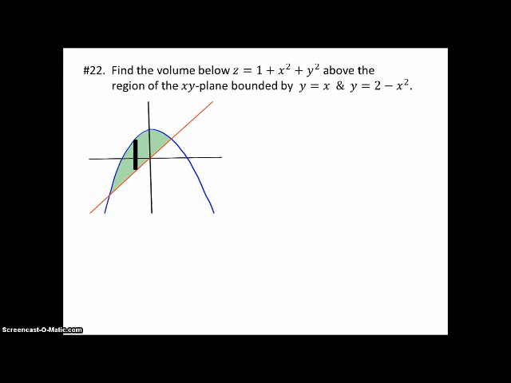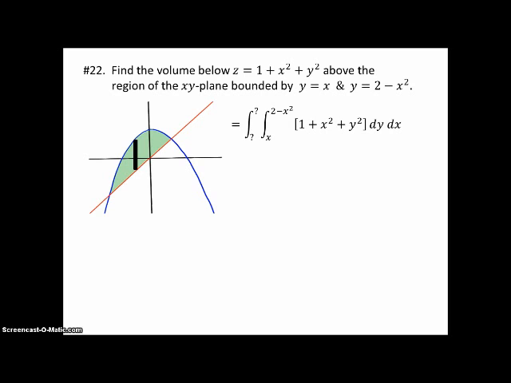Now we'll notice that it is vertically simple, but not horizontally simple, because horizontally, part of the top part, you would have to go from the blue graph to the blue graph, and that's a no-no. So we'll be integrating with respect to y first. So there's our integral, and we're integrating with respect to y first, so it's dy dx, and the limits of integration for y are from the line, the red line, up to the parabola, so that's from x up to 2 minus x squared. But what about the limits for x?